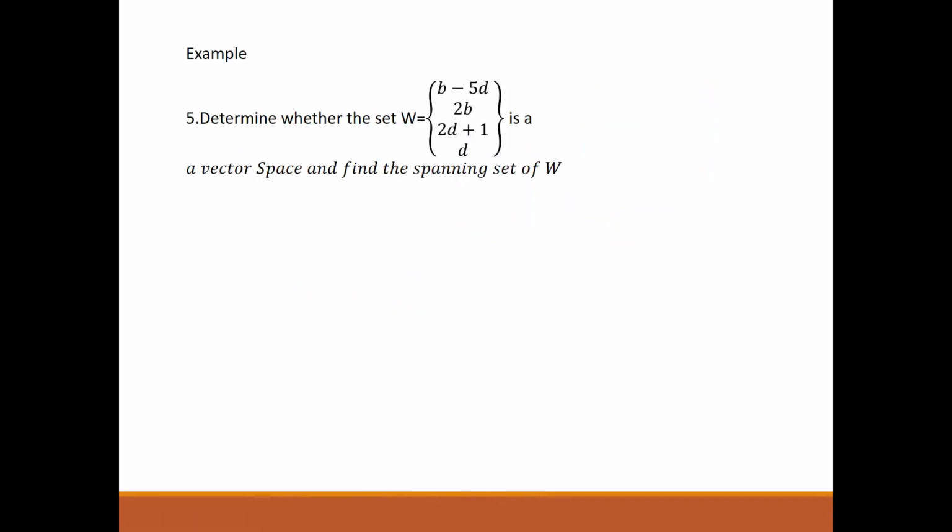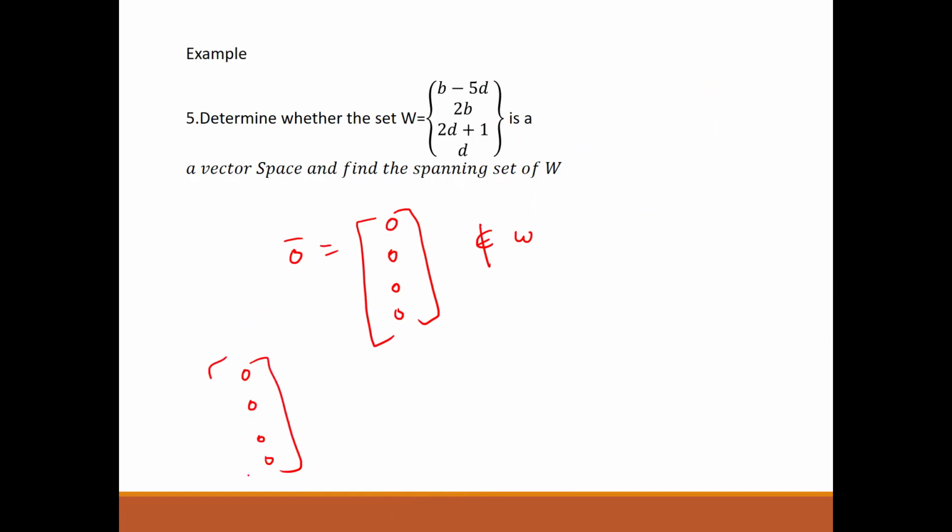Okay. Next, determine whether the set is a vector space and find the spanning set of W. Here you see the 0 vector 0, 0, 0, 0 does not belong to W. The 0 vector does not belong to W. Here, see, 0, 0, 0, 0 is equal to B minus 5D, 2B, 2D plus 1D.